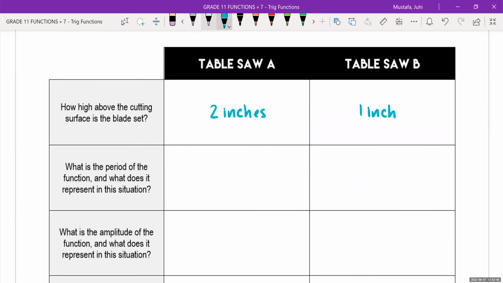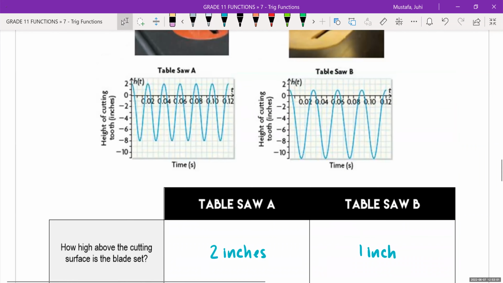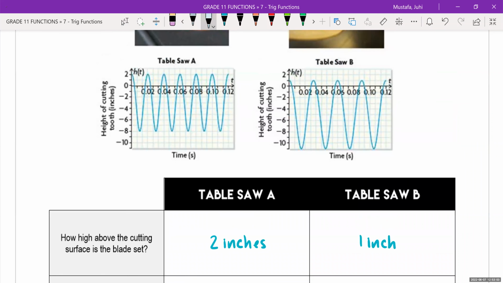Question number 2. What is the period of the function and what does it represent? So to figure out the period, we're just going to find a point like this and here and figure out how much it goes. So the first one would be 0.02 and the second one would be, I would say, in between 0.02 and 0.03.